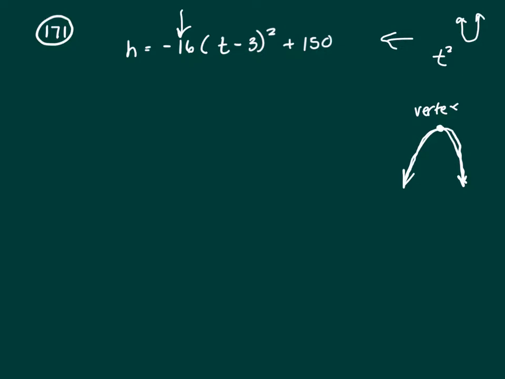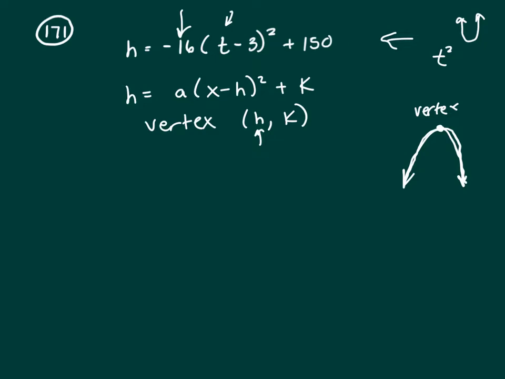This equation is actually in a special form that we're going to like. It's a(x minus h) squared plus k, where the vertex, you can actually just pick it out of this equation, is (h, k). So in this case, h is t, so that's time, and k is the height at that particular time.